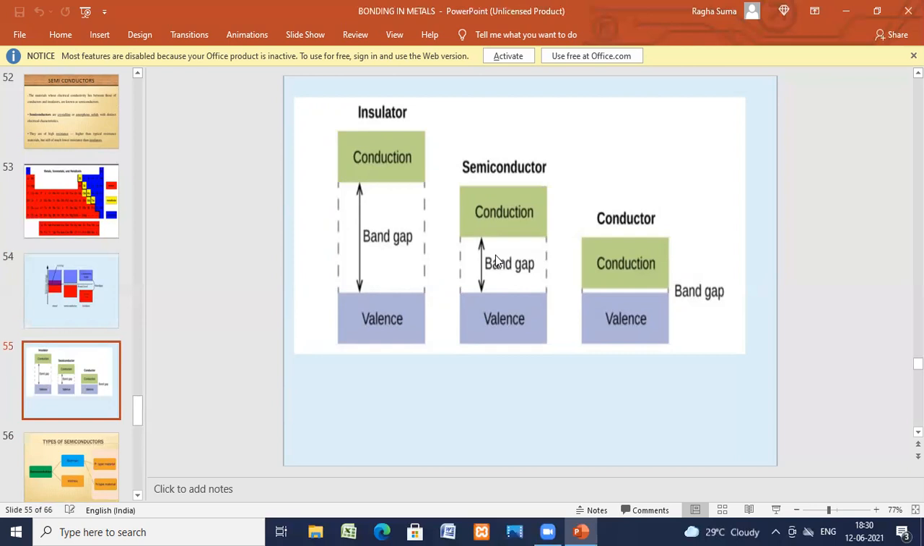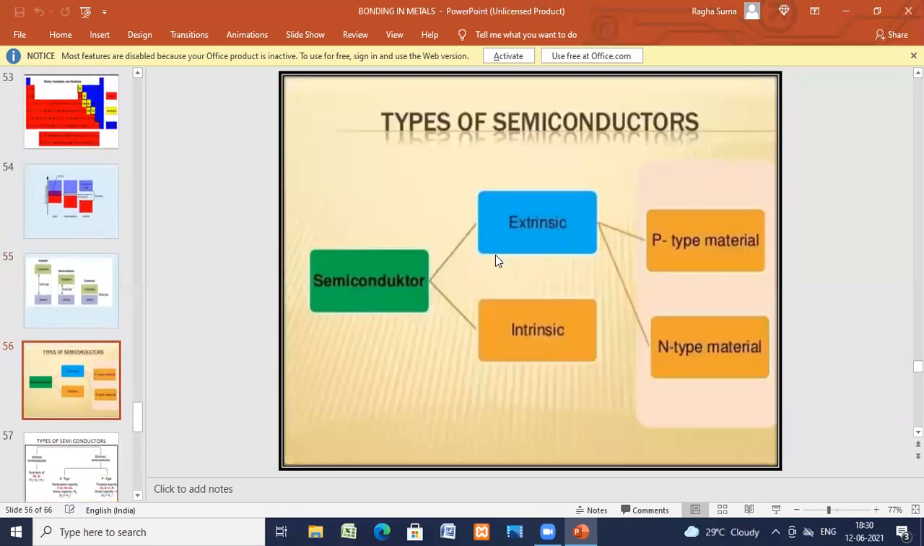Now we'll see the carrier concentration and how it is there. Before that, let me classify semiconductors. Types of semiconductors, as we have discussed: you have extrinsic semiconductor and intrinsic semiconductor.